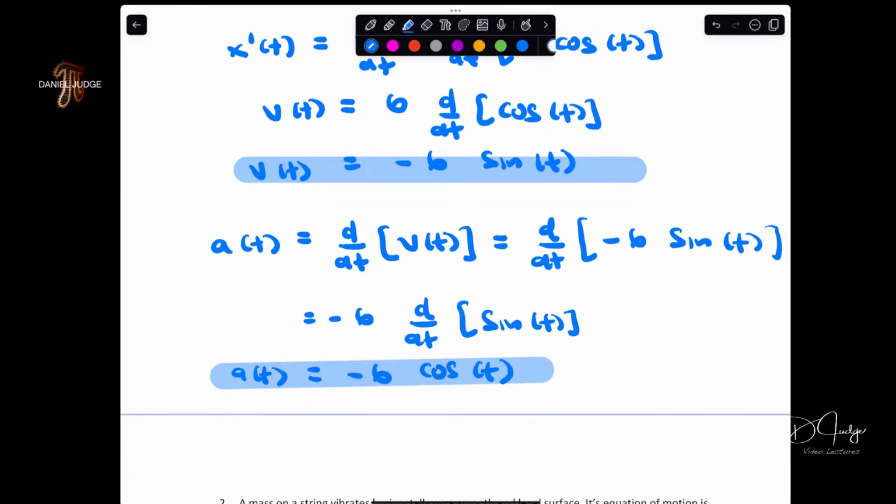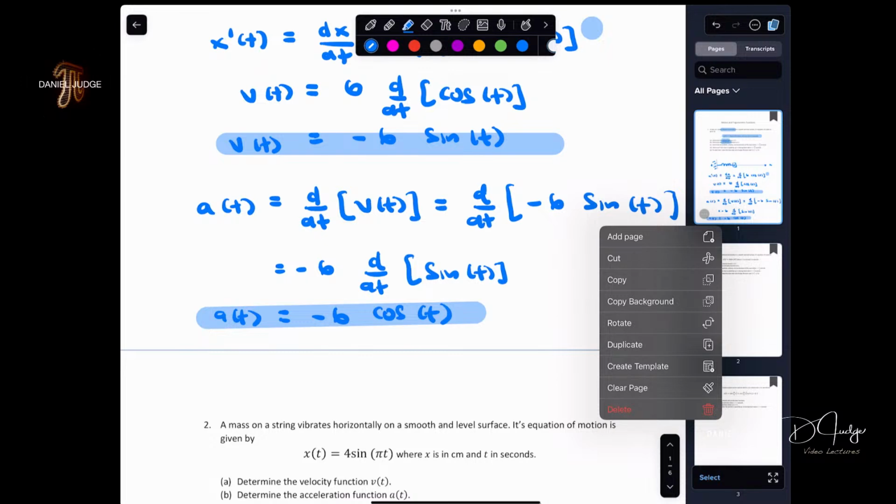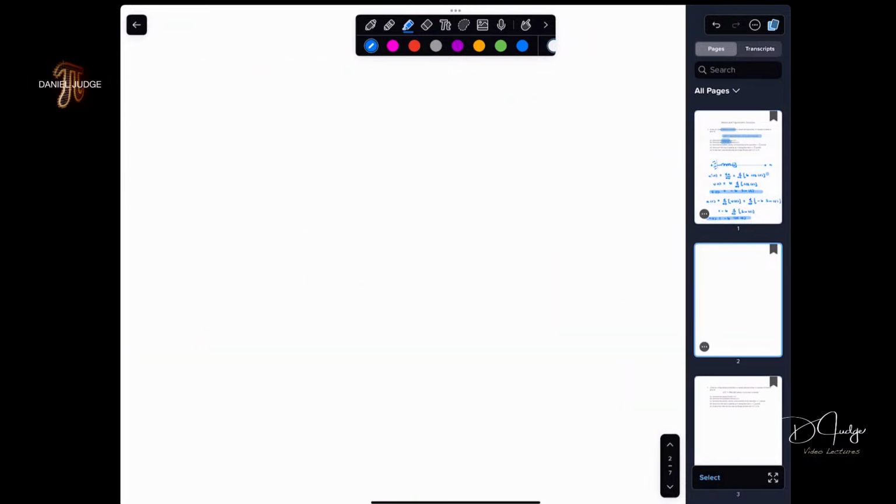All right, now I think we need more paper here. We're going to add a page.